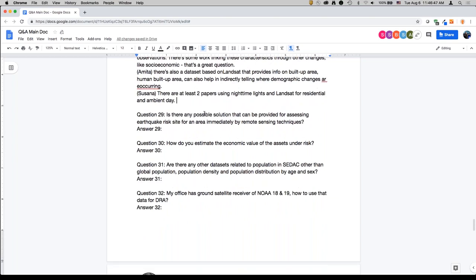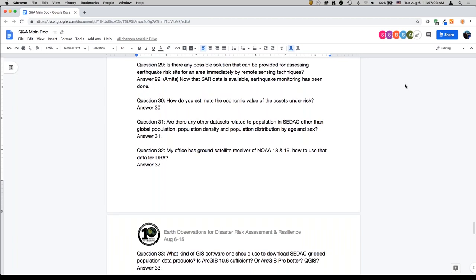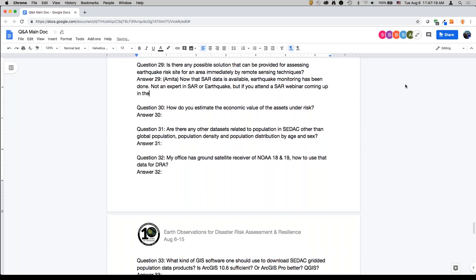Question 29, is there any possible solution for assessing earthquake risk for an area immediately by remote sensing techniques? Now that SAR data are available, earthquake monitoring has been done. I'm not an expert in SAR or earthquakes, but if you attend the SAR webinar, and there are also past ARSET webinars related to earthquakes using SAR, you might find the answer.